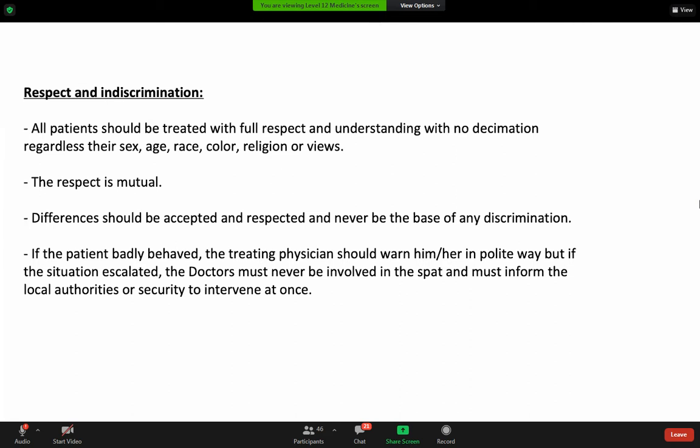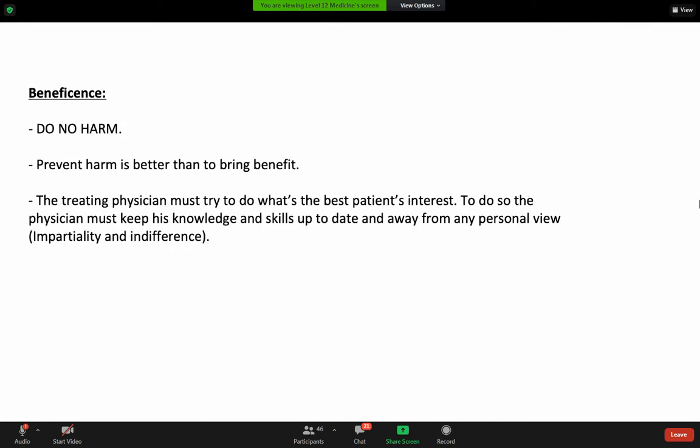Of course, all patients need to be treated with full respect and without any discrimination between gender, age, race, color, religion, or whatever. As a doctor, I mean. Always do no harm, okay? Preventing harm is better than bringing benefit. Remember this.